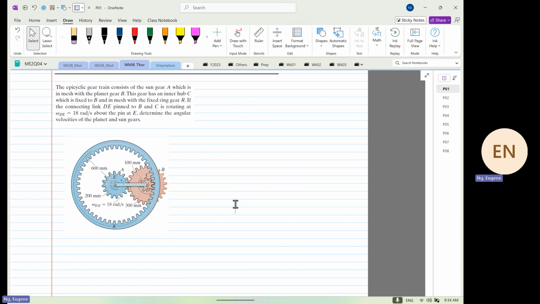Okay. So those of you who are in your second year, have you been taught planetary gears yet? Yes or no? You have been taught. So what have you been taught in planetary gears? Can you tell me? So you know how to calculate the gear ratio and the function of it.